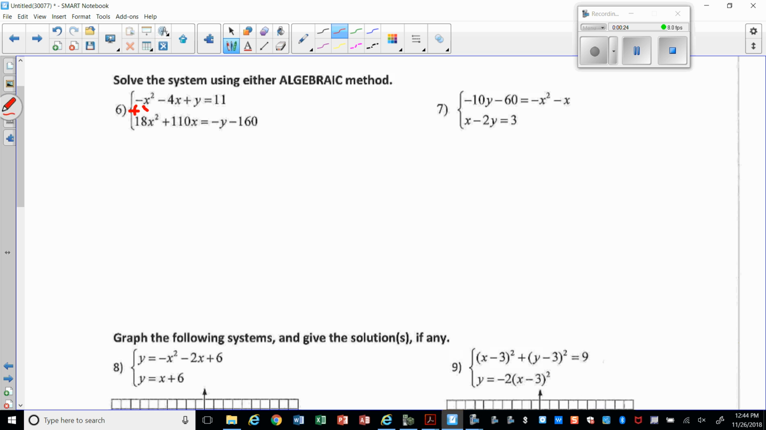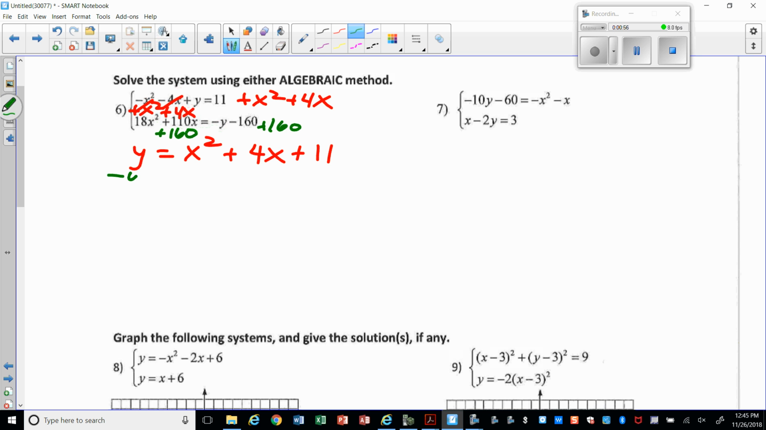So how about if I add x squared to both sides and add 4x to both sides, and those go away, and I get y equals, and I'm always going to write it with the highest exponent first. All right, so that's in standard form for my quadratic. And then over here, I'm going to add 160 to both sides. And then I have this negative y by itself. I have 18x squared plus 110x plus 160.